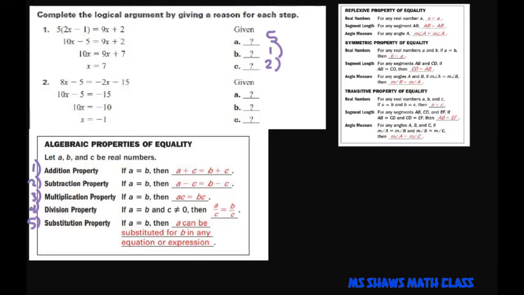And then for this one, I added 2x to both sides to get the 10x. That's your addition property. And then I added 5 to both sides of the equation to get this step. So that's also addition property. And then I divided both sides by 10, and that is your division property. And that's it.